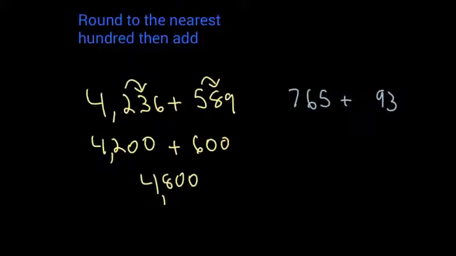Next I got 765 plus 93. So the 7 looks at the 6. It's greater than 5, so it tells it to round up. So that would be 800 plus, well 93 doesn't have a hundreds place, but you can think of a 0 there. 0 looks at the 9, 9 says to round up. So that would be 100. So 800 plus 100 would be 900.